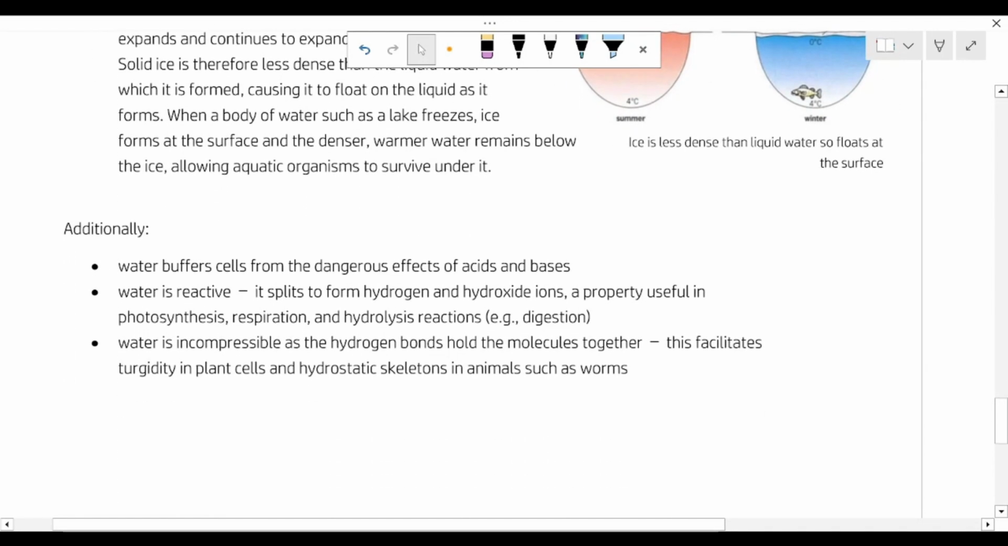Water also has some additional properties. It buffers the cells from the dangerous effects of acids and bases, and it's very reactive because it splits to form hydrogen and hydroxide, which is useful in photosynthesis, respiration, and hydrolysis reactions. Finally, water is incompressible, as the hydrogen bonds hold the molecules together, which facilitates turgidity in plant cells and hydrostatic skeletons in animals like worms.